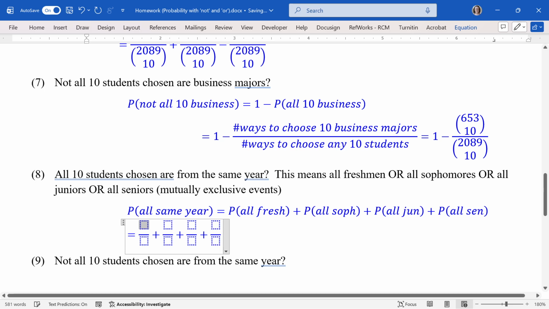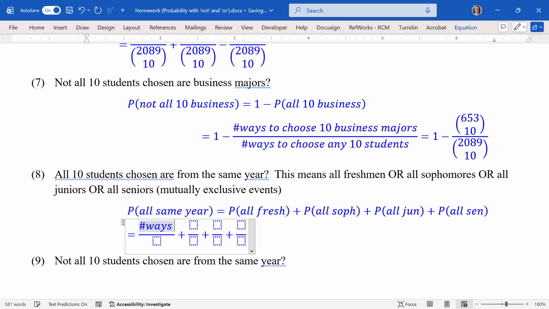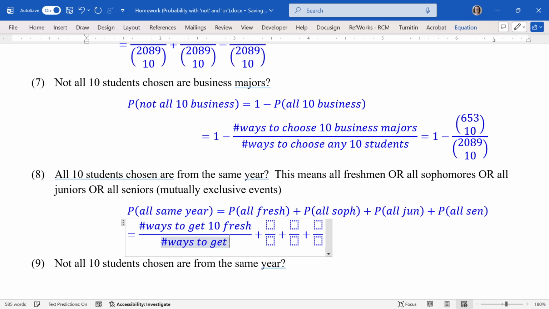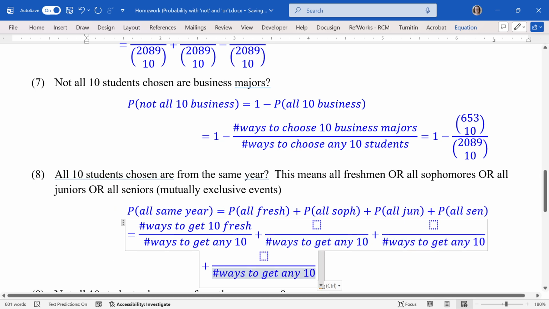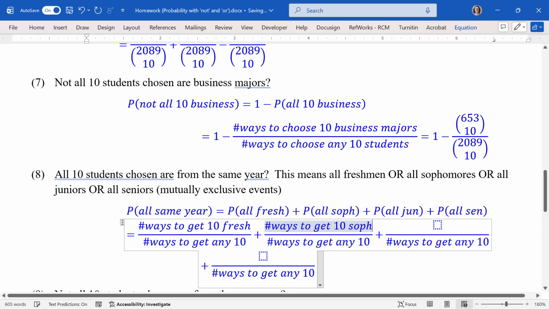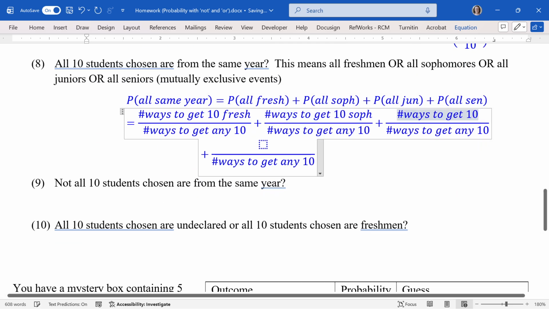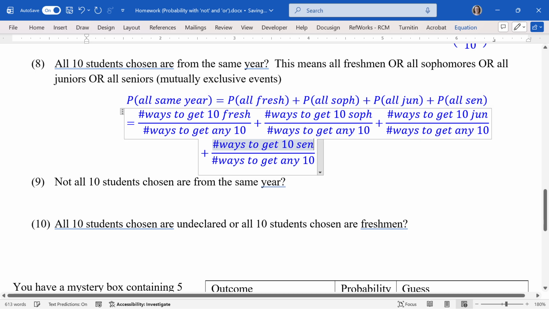Okay, so on the top, I want to have number of ways to get 10 freshmen. On the bottom, number of ways to get any 10 students. And then I'm basically going to do the same thing across all of these. So the denominators are all like that. And then the tops are going to be number of ways to get 10 sophomores, number of ways to get 10 juniors, and then number of ways to get 10 seniors. Okay.